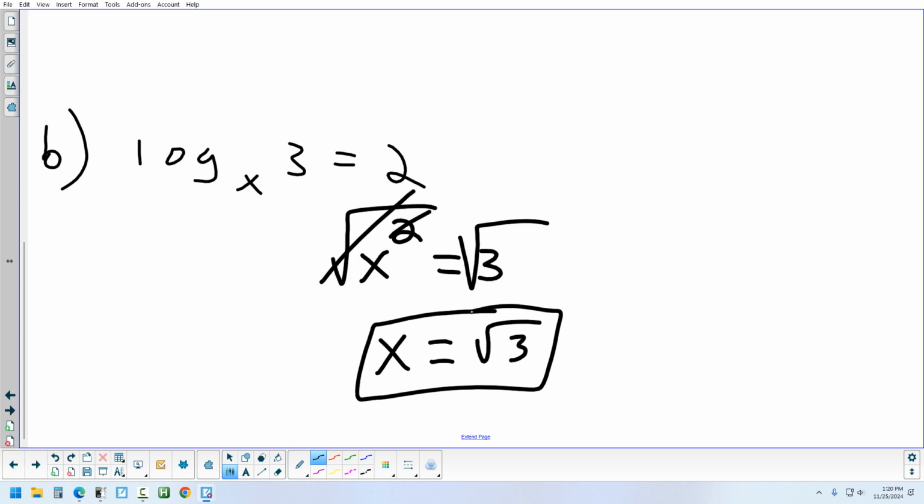Any question on how we got the square root of 3? No.